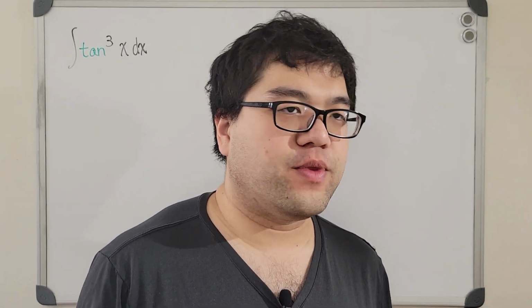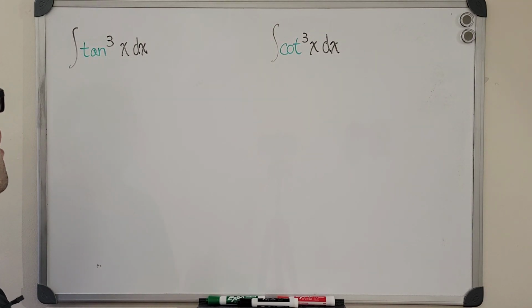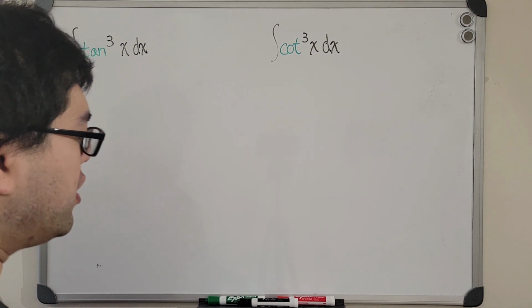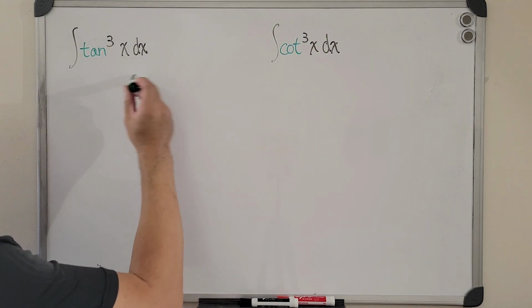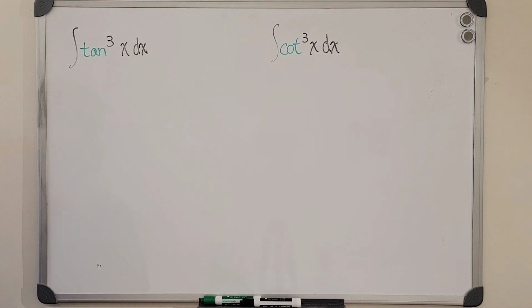So following from the last video, this time we're going to take the integral of tangents to the third power as well as the integral of cotangents to the third power, of course with respect to the variable that we're dealing with. So how do we do it? Here we go.